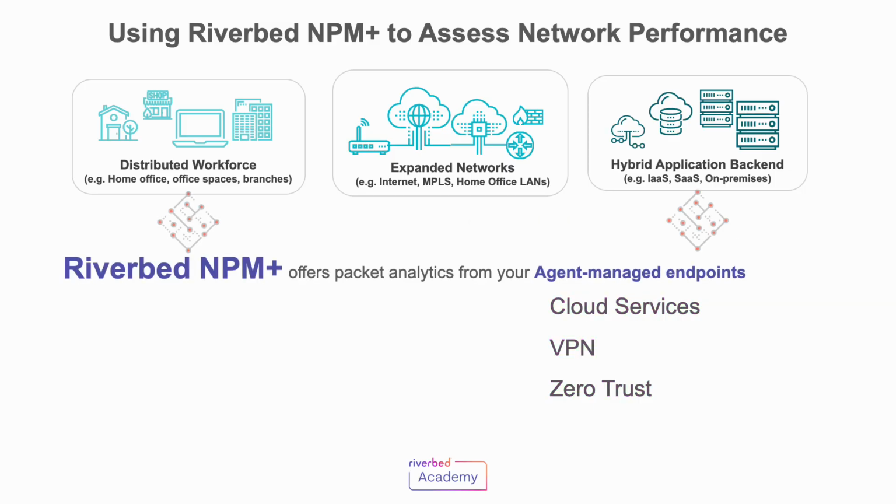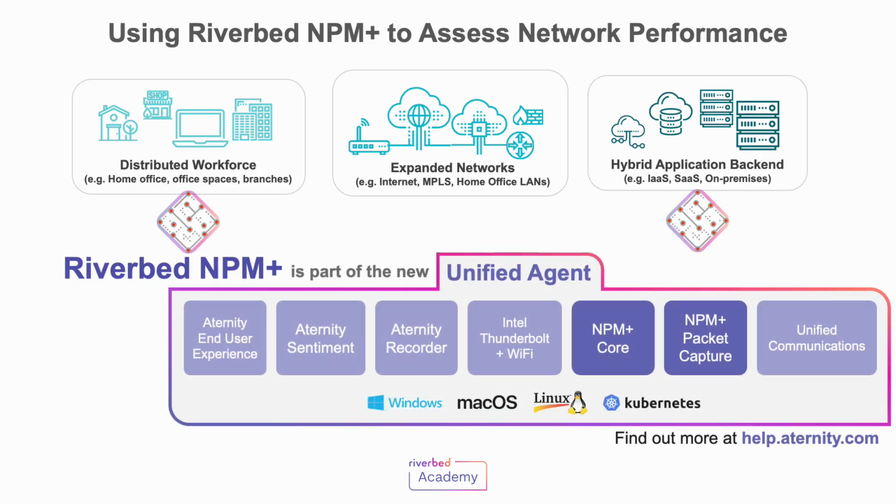Riverbed NPM Plus complements Classic NPM by enabling packet collection at your managed endpoints and overcoming all these gaps in network performance visibility. NPM Plus is part of the powerful Riverbed Unified Agent, which provides enhanced extensibility and modularity to the collection of digital experience data at your endpoints, while simplifying deployment, maintenance, and agent updates. To find out more about the Riverbed Unified Agent, click on the on-screen link. Now, let's see the NPM Plus dashboards in action in two common scenarios.